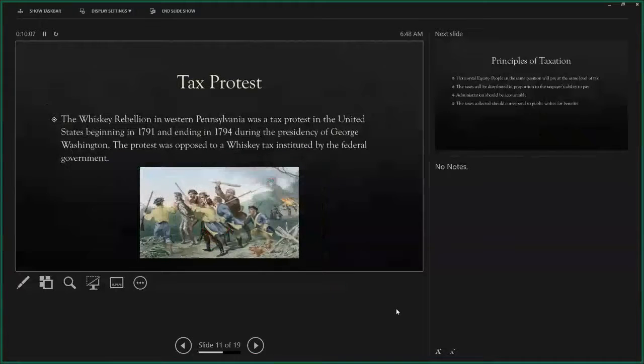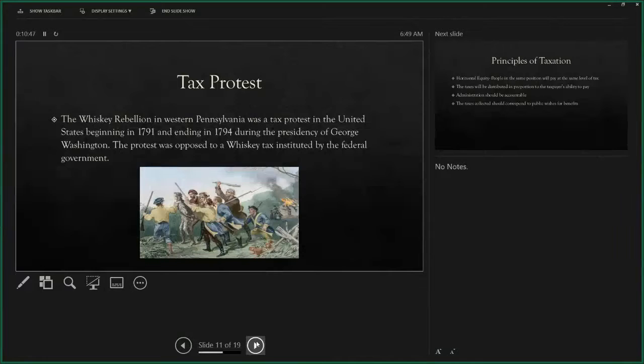Another tax protest in the United States, the Whiskey Rebellion in Western Pennsylvania, began in 1791 and ended in 1794 during the presidency of George Washington. The protesters were protesting a whiskey tax instituted by the federal government. They were very unhappy at that time. They had just fought a war about unfair taxes, and they felt that this whiskey tax was unfair, and that the government was coming and taking their money. So there was a tax protest at that time.